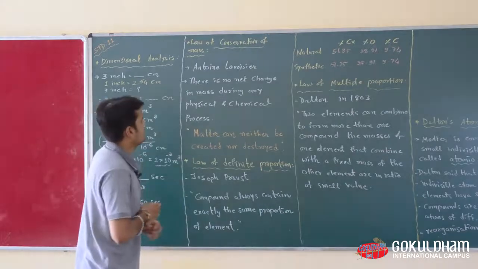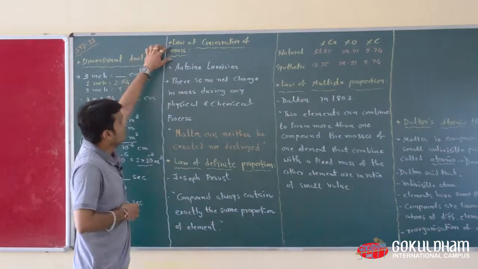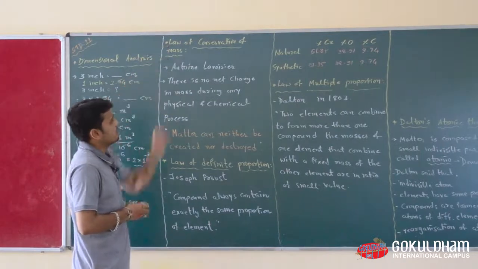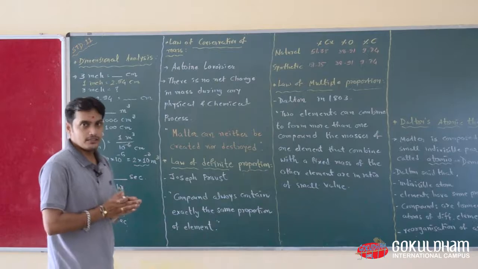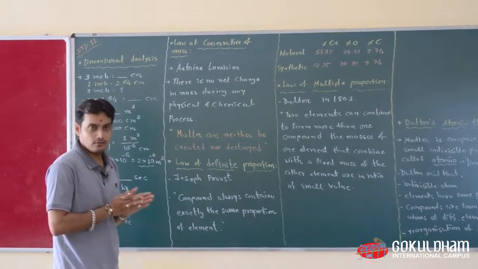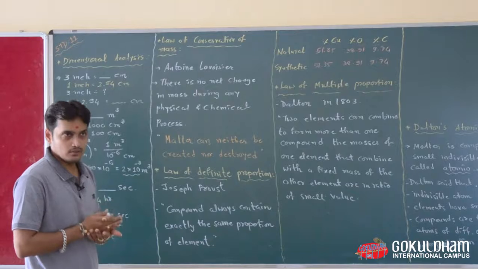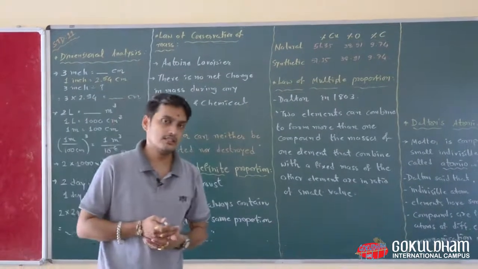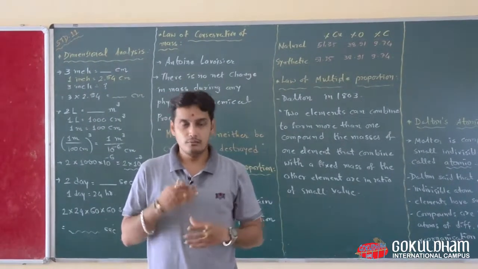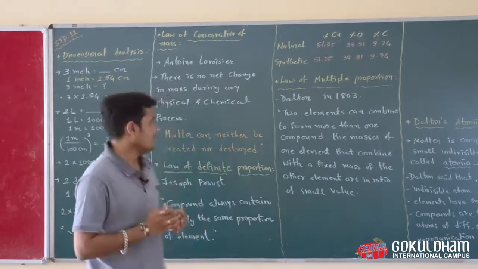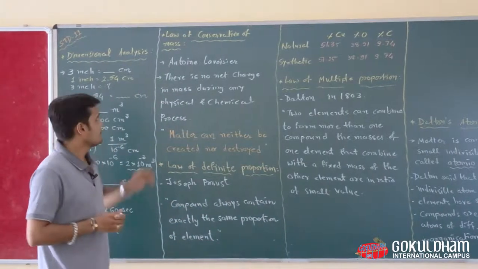In our next theory, the law of conservation of mass. Conservation of mass means the mass of any object is fixed during any type of process. Any type of process means physical process or chemical process, combustion process, but the mass of that object is fixed.